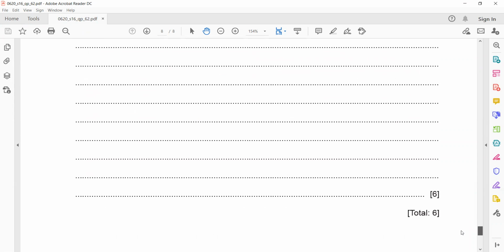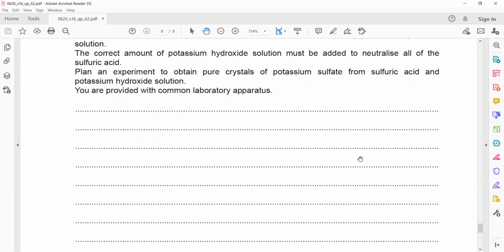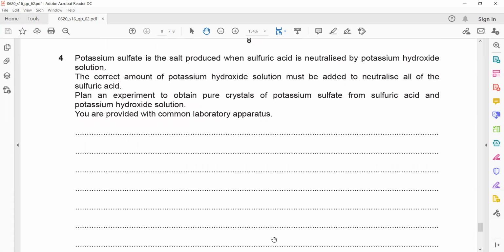In which we have to plan an experiment. In this question, potassium sulfate is a salt which is produced when sulfuric acid is neutralized by potassium hydroxide solution. The correct amount of potassium hydroxide solution must be added to neutralize all of the sulfuric acid. Plan an experiment to obtain pure crystals of potassium sulfate from sulfuric acid and potassium hydroxide solution.